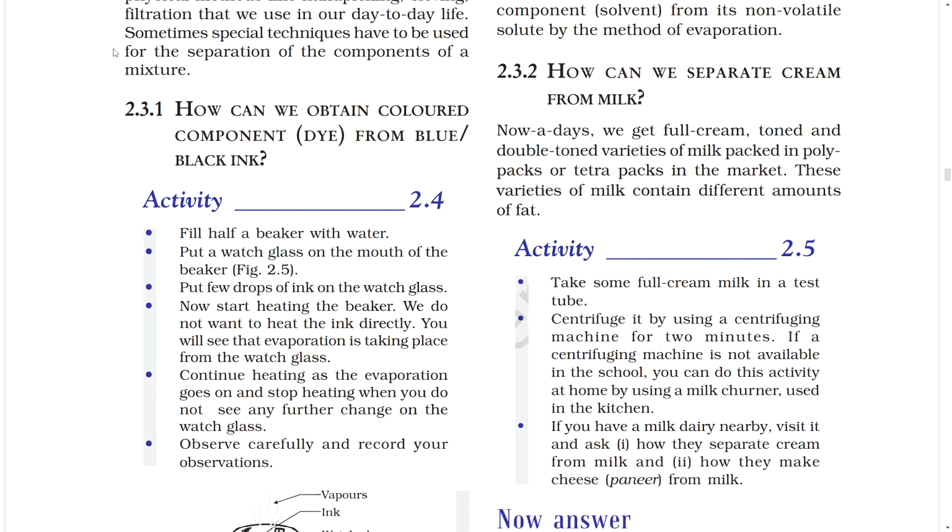Activity 2.5 Do this. Take some full cream milk in a test tube. Centrifuge it by using a centrifuging machine for 2 minutes. If a centrifuging machine is not available in the school, you can do this activity at home by using a milk churner used in the kitchen.